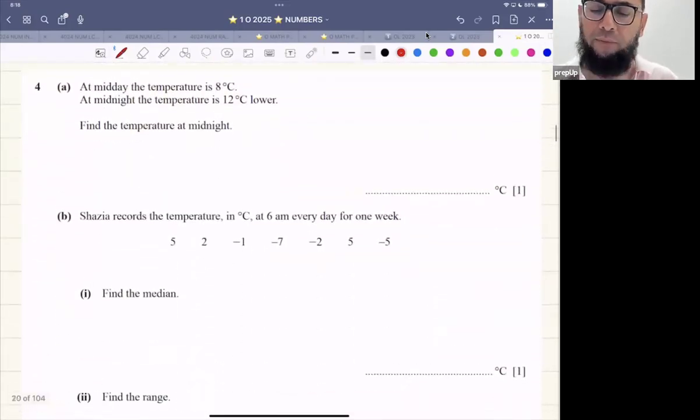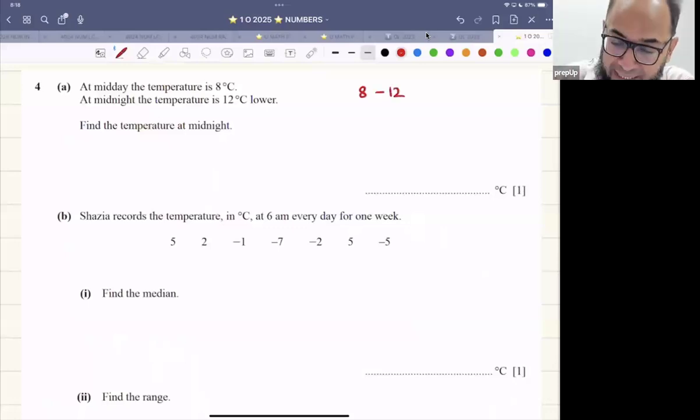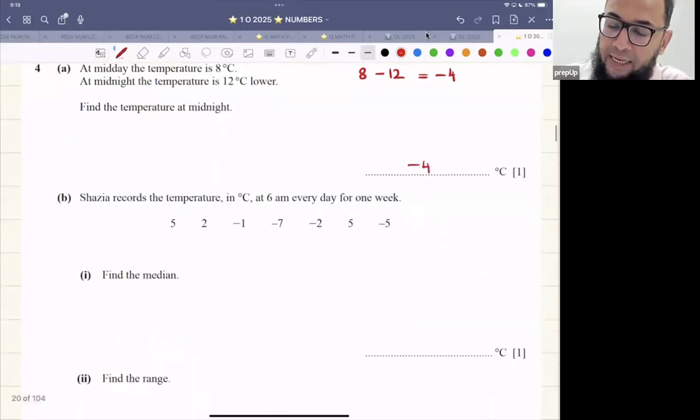Now, another question. At midday, the temperature is 8 degrees Celsius. At midnight, the temperature is 12 degrees Celsius lower. So therefore, 8 minus 12, it's getting reduced. That comes out to be negative 4 degrees Celsius.